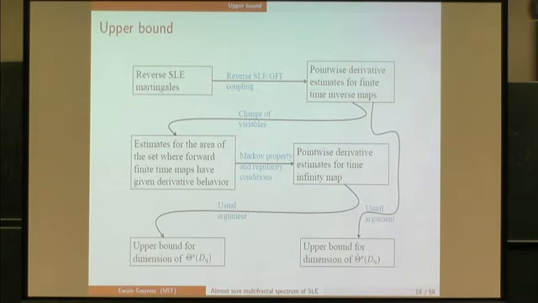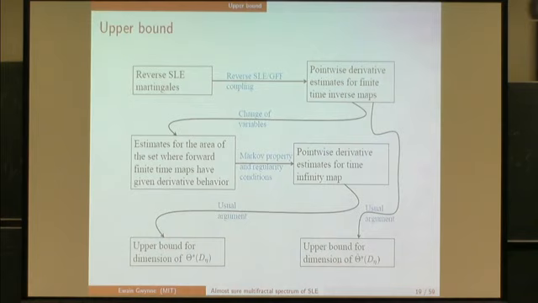Then we still need to consider the upper bound for the dimension of the subset of the curve, and that's going to require a little bit more argument. First, we're going to use a change of variables to get estimates for the area of the set of points where the derivative of the conformal map has certain behavior.